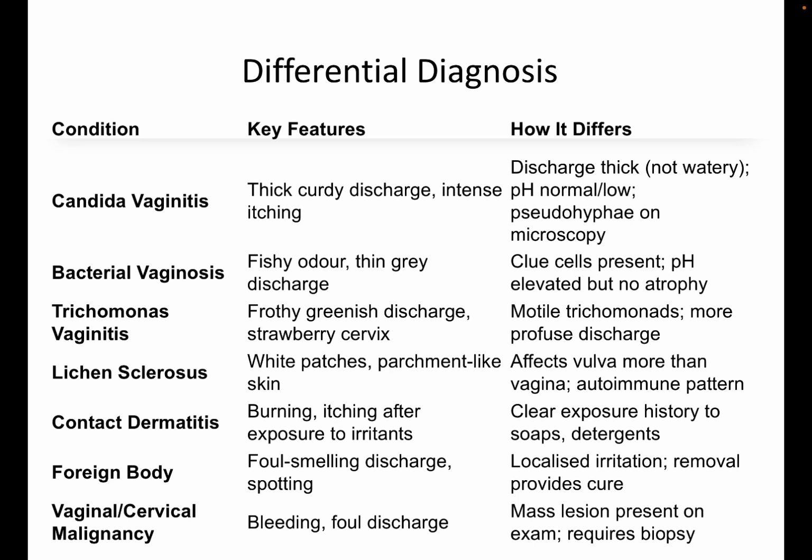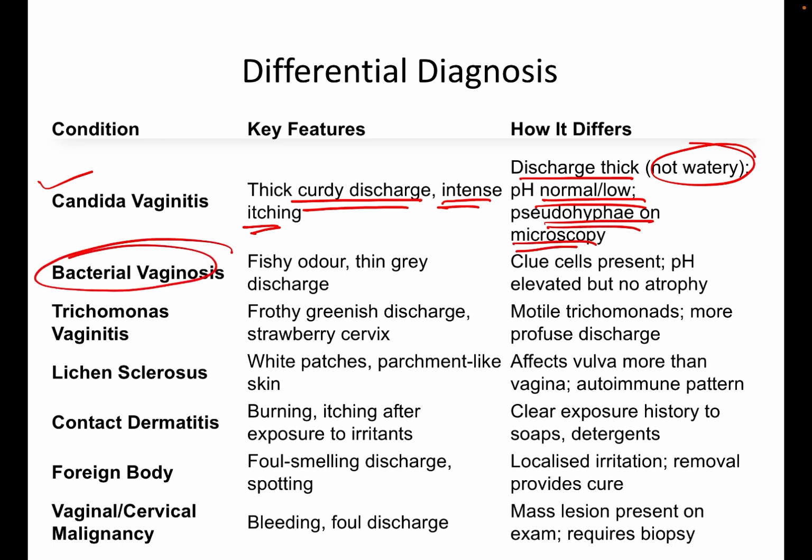Differential features. Candida vaginitis: there will be thick curdy discharge and intense itching. It differs because the discharge will be very thick instead of watery, the pH will be normal or low, and there will be pseudohyphae on microscopy. Bacterial vaginosis: there will be fishy odor, thin gray discharge, clue cells will be present, and pH will be elevated, but no atrophy will be seen.